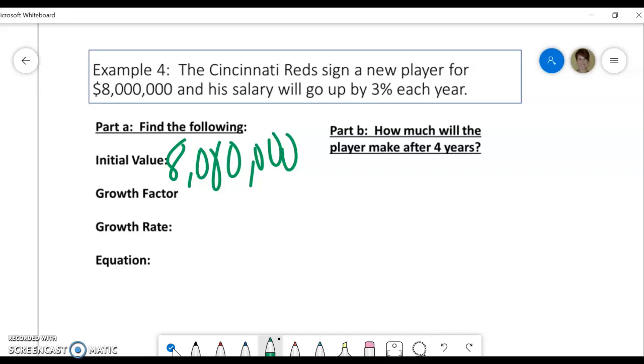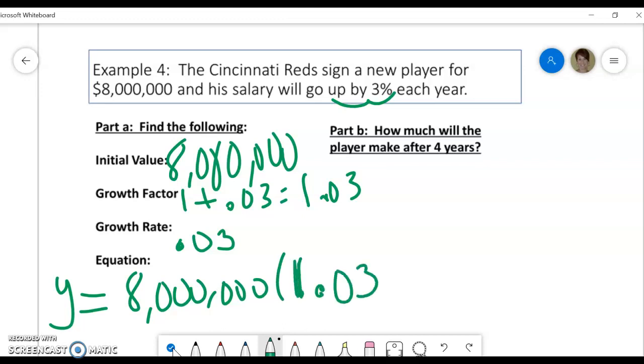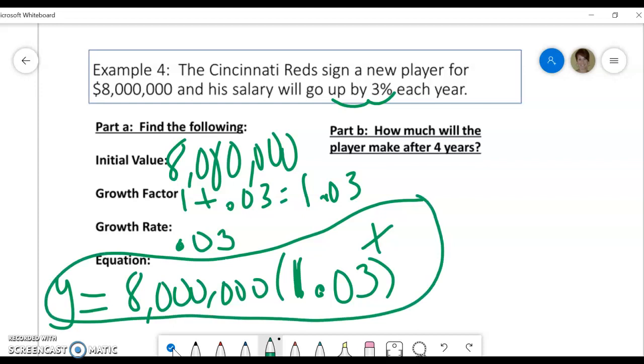In this situation, our initial value is $8 million. Our growth factor would be 1 plus the rate. It's increasing 3%, so that's 0.03. Make sure you move your decimal 2 spots to the left when you're changing it back to a decimal. So 1.03 is our growth factor. Our equation would be y equals 8 million times the quantity of 1.03 to the x power, where x stands for the number of years.